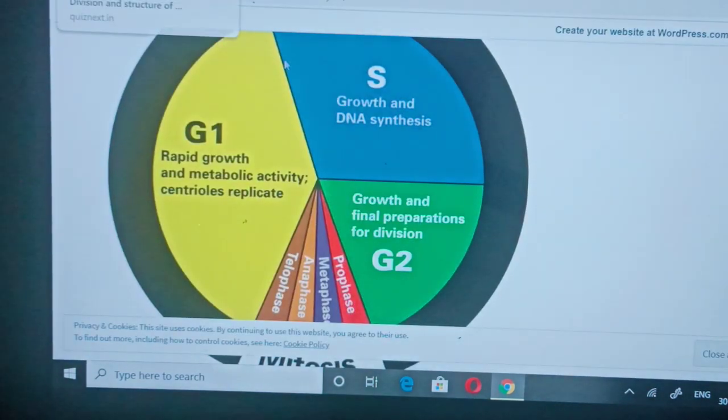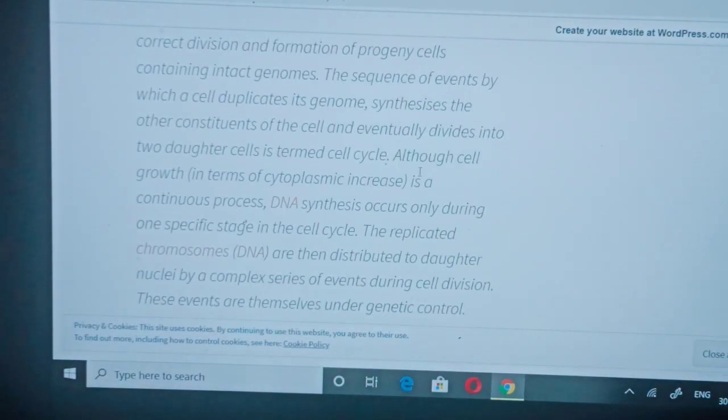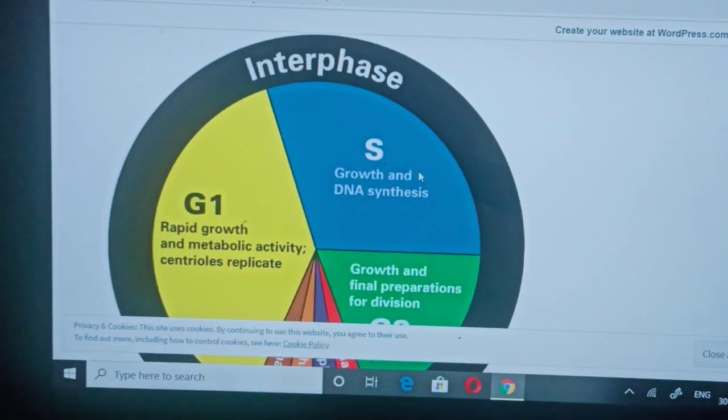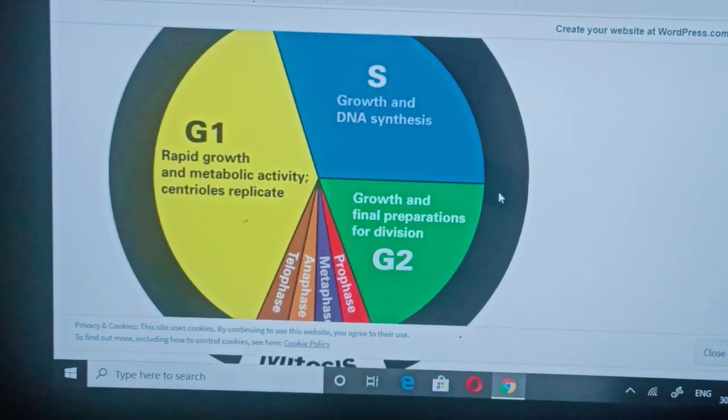Now here in the cell cycle, you study the phases of the cell cycle first. Cycle, you already know what a cycle means. A cycle means a round. That means you have a bicycle. A cycle means when you pedal it, the position comes back to the same, and it moves around. So this is called a cycle.